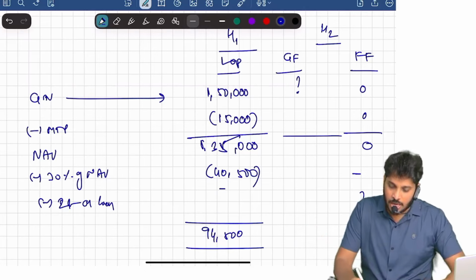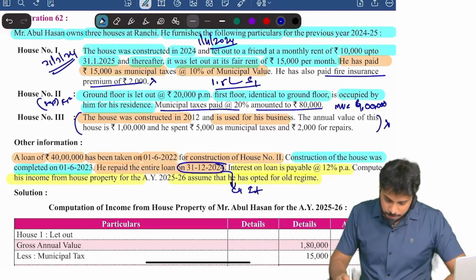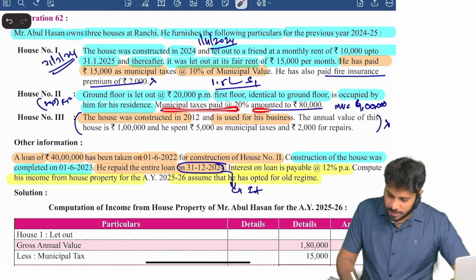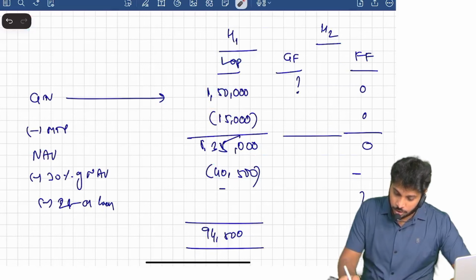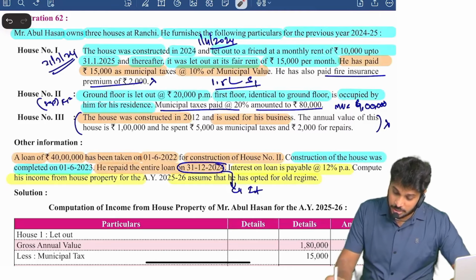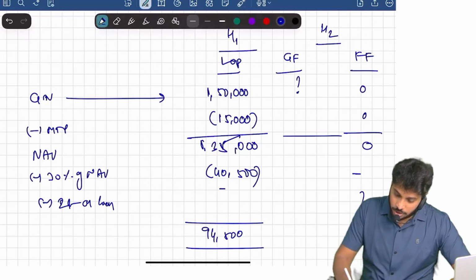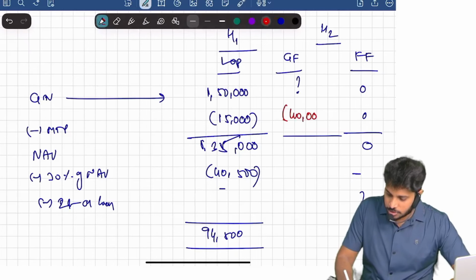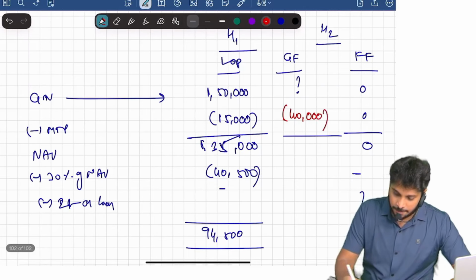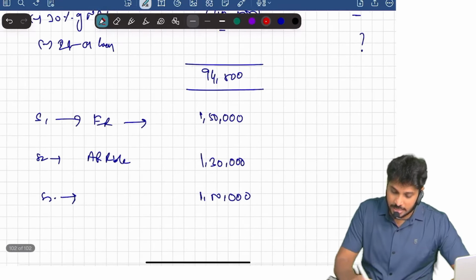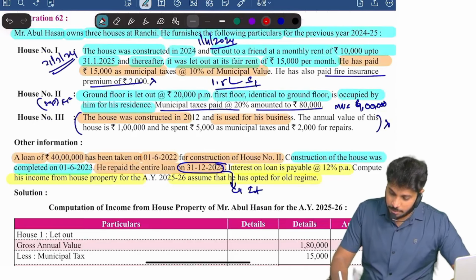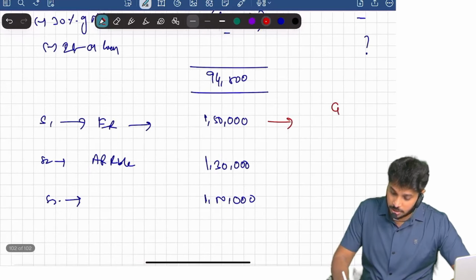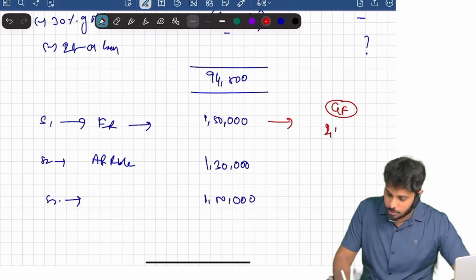Yes or no? Now house number 2. Municipal taxes at 20% amounted to 80,000. Remember, the ground floor is an identical unit to the first floor. So municipal taxes, how much is it? 80,000 paid, which means for the ground floor it will come to 40,000. Correct? Now for the ground floor I should calculate the municipal value for the ground floor alone. For the ground floor, step 1, municipal value is 4 lakh, but I will take only 50% related to the ground floor. How much is it? 2 lakh. Yes or no?